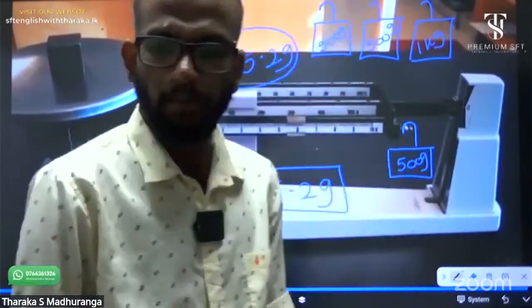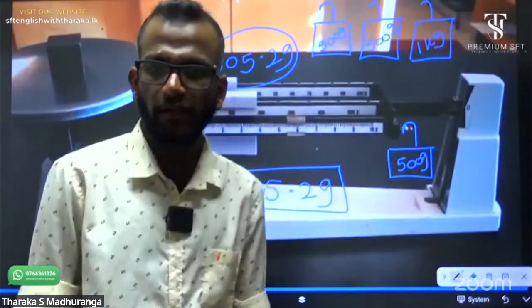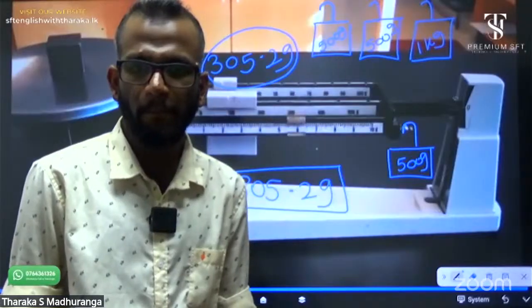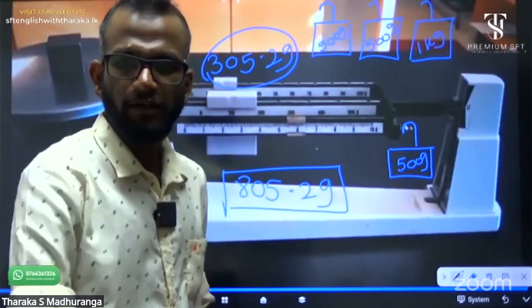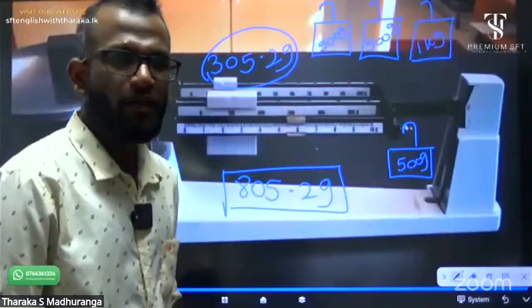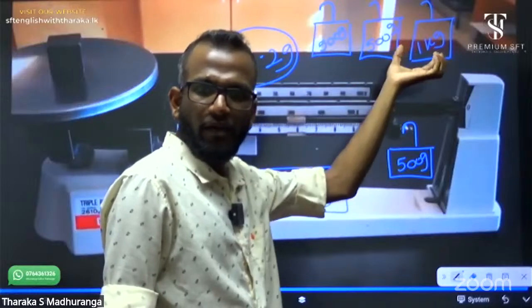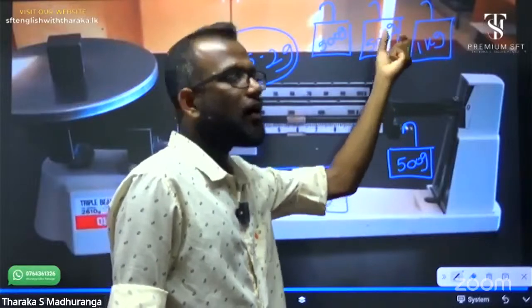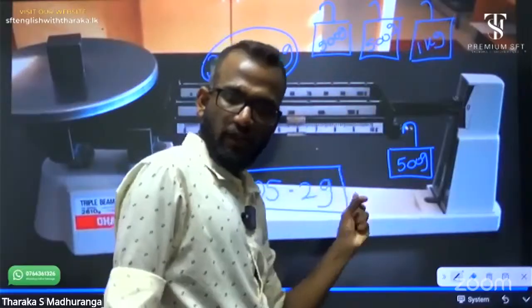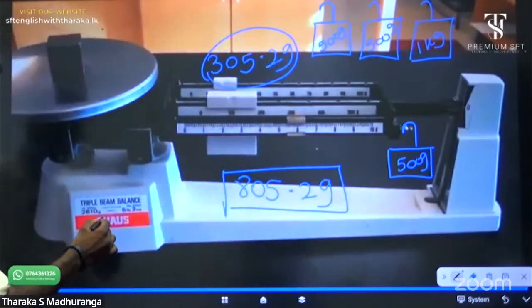What is this? Yes, 2610 grams. No, Shivan, it's 2 kilograms, 500, 500, 1 kilogram. Yeah, 2 kilograms plus 610 grams. That means 2610 grams. See, can you see this? It's already given here: 2610.